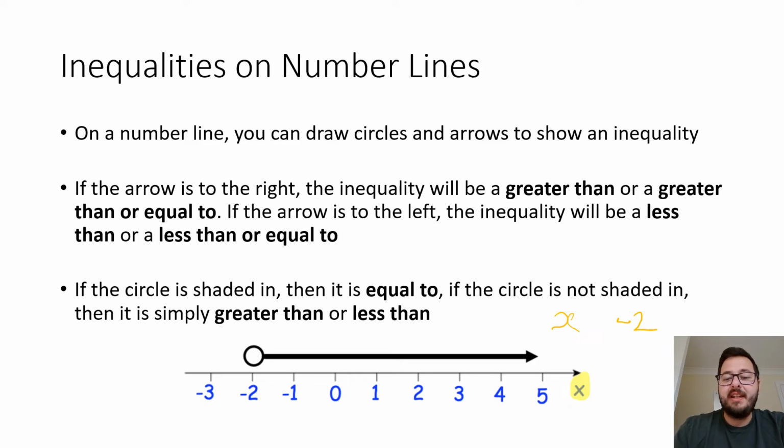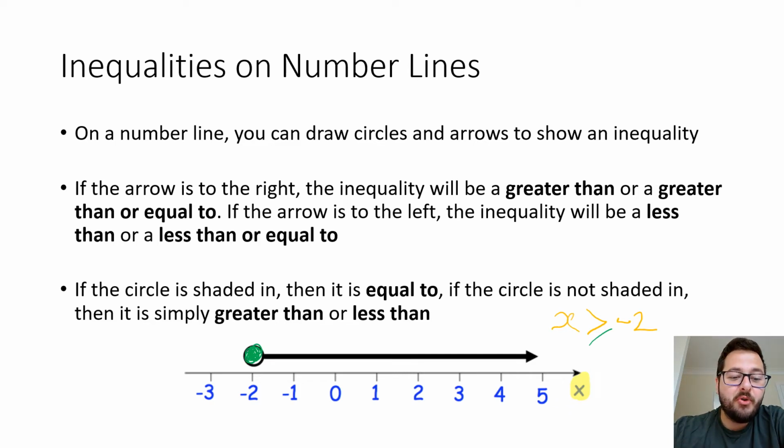Now, what is the inequality symbol? Well, if you look at minus 2, the arrow's going bigger than minus 2. So it's definitely greater than. And do we add the equals? Well, no, because this is white. Yeah, so because it's not shaded in, it's not equal to. If this was shaded in, so if this was coloured in like that, then we would add in the equal sign. But because it's not, we leave it.